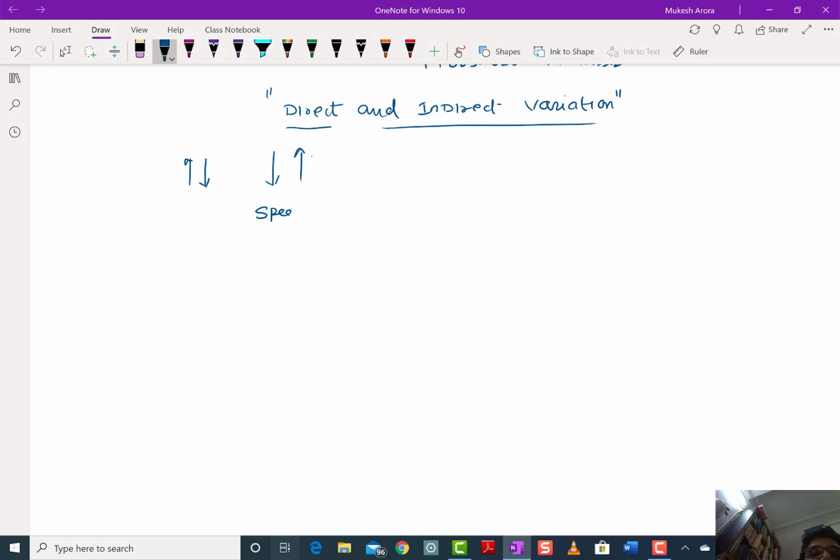Like speed and time. If my speed is 40 km per hour, I take 5 hours to reach. If my speed is 80 km per hour, then I'll take 2.5 hours. So if the speed is increasing, then the time is decreasing. The formula for this is x1 into y1 is equal to x2 into y2.